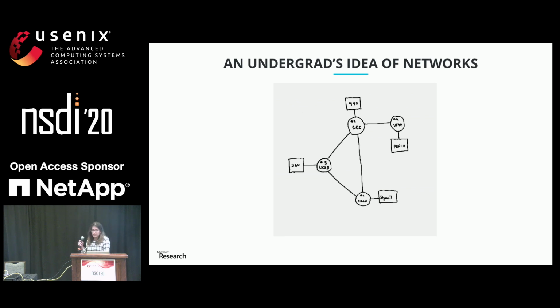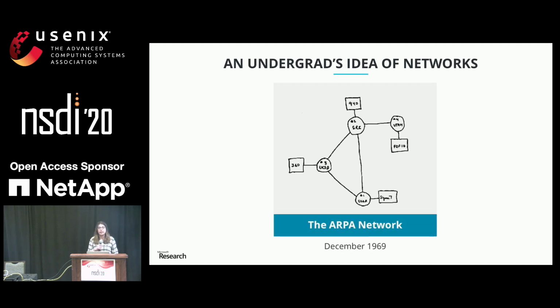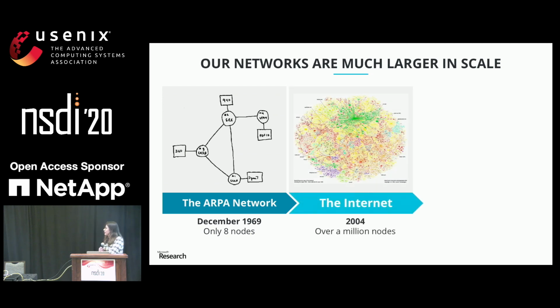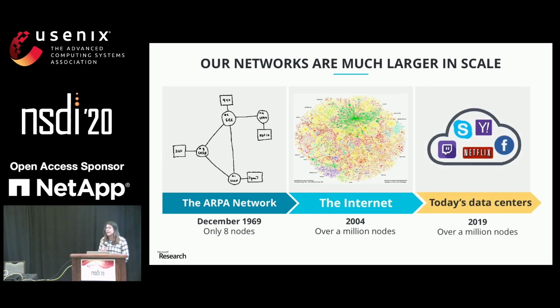Incidentally, this particular network is ARPANET in December of 1969. And what happened over time is that our network started to get bigger, where we moved to the internet, and the internet in 2004 had over 1 million nodes. And then we moved to data centers. And now data centers themselves are almost as big as the internet was in 2004.